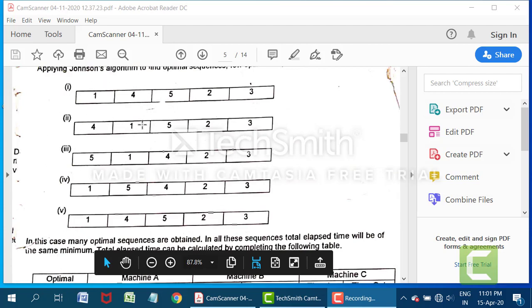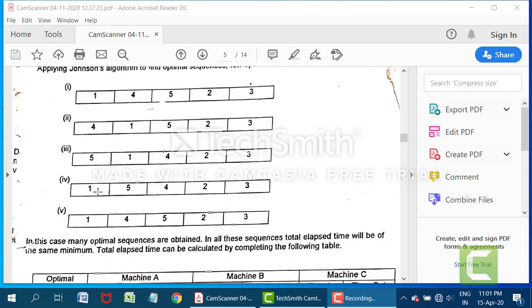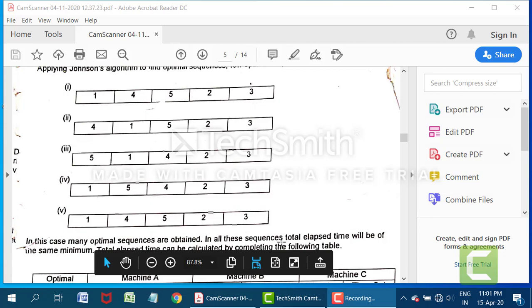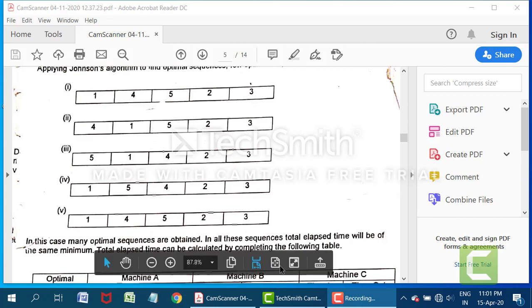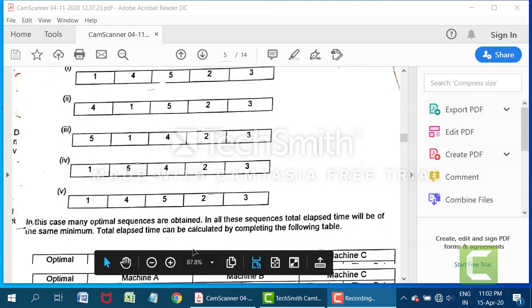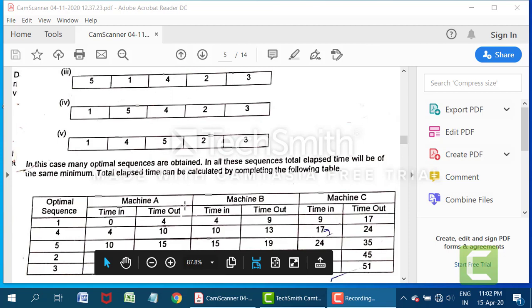Any sequence you follow, either this optimal sequence or this one, any optimal sequence you can follow. You don't need to compute for all the optimal sequences. All these are optimal sequences only. One sequence you can follow, and the total elapsed time will be the same. In all the other sequences also you can test it, or tabulate and find out. So in the examination, you choose only one sequence. One best sequence is enough.